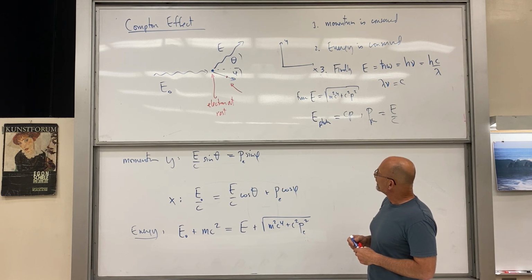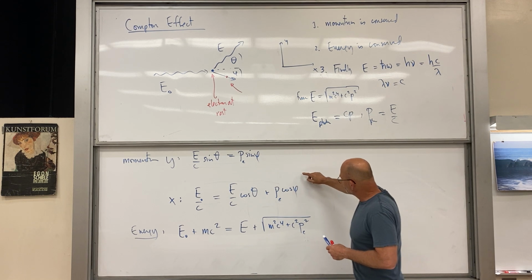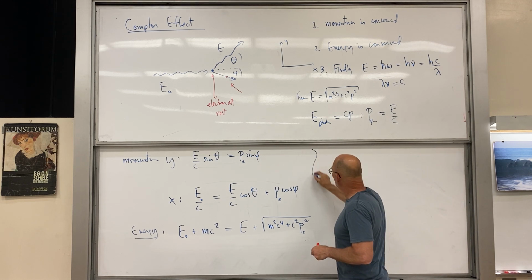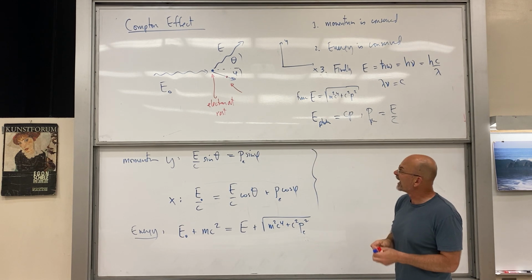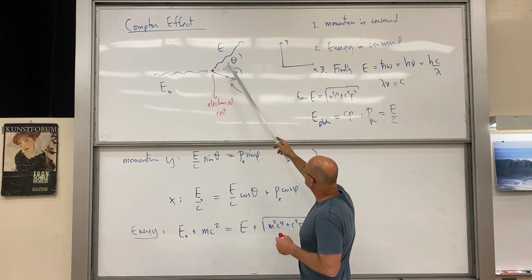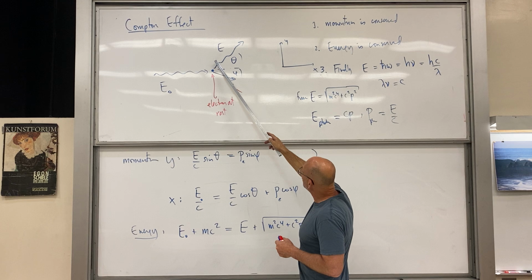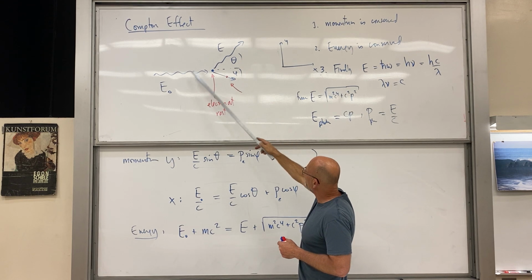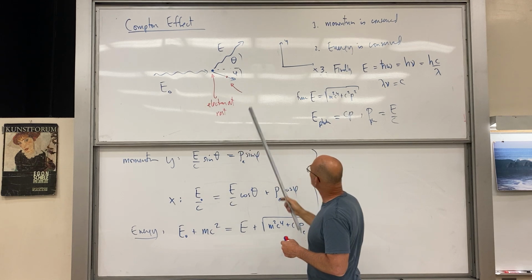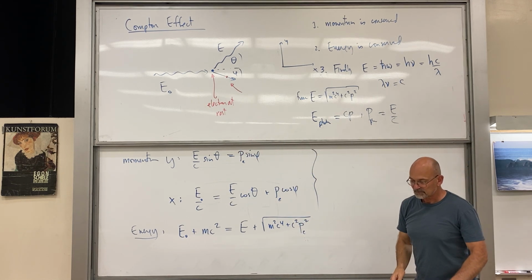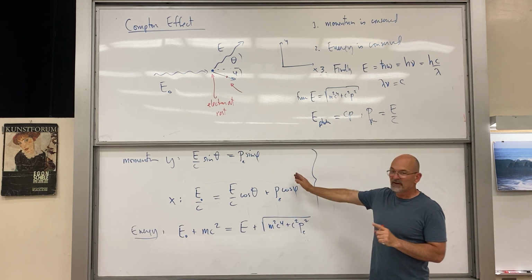Okay, so those are the ingredients, these three equations, and we'll work with them next time. The goal is to get the Compton scattering formula, namely the wavelength of the scattered particle compared to the wavelength of the initial particle. That'll bring in this third equation as well. Okay, good. We'll continue this next time.